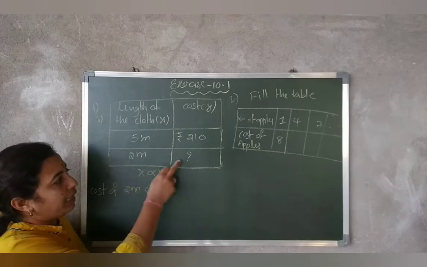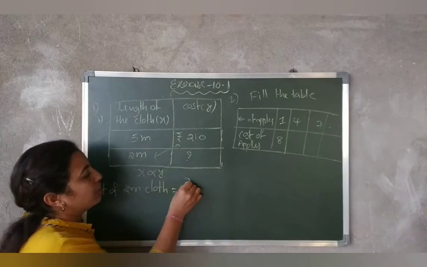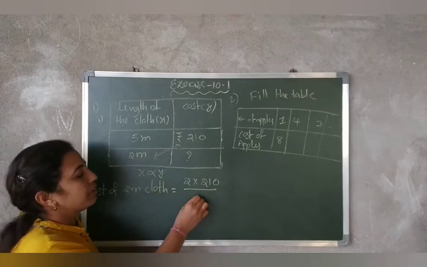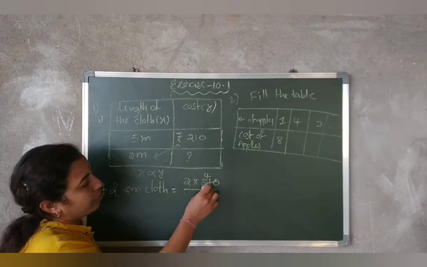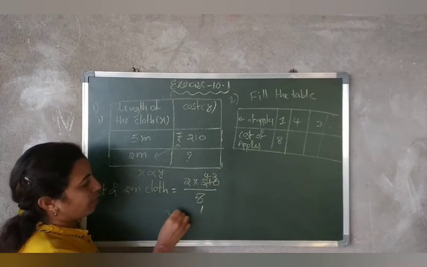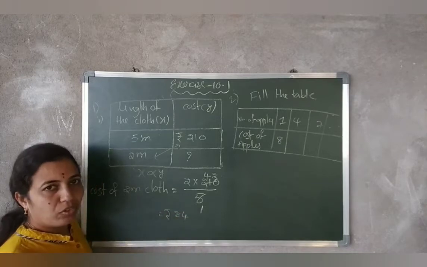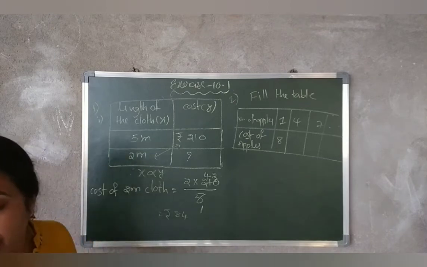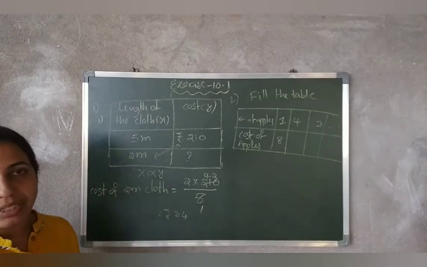Now to find the cost of 2 meters of cloth, cross multiplication: 2 into 210 by 5. 5 ones are 5, 5 fours are 20, 5 twos are 10. 2 into 42 is 84. The cost is 84 rupees. Same like that you should do for 4 meters, 10 meters and 13 meters. The remaining 3 you have to do.